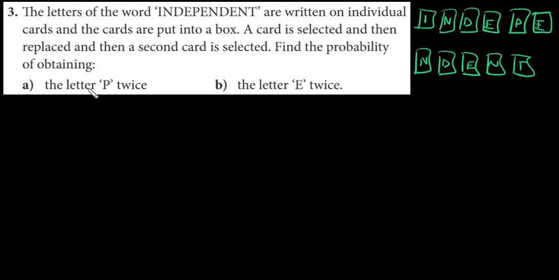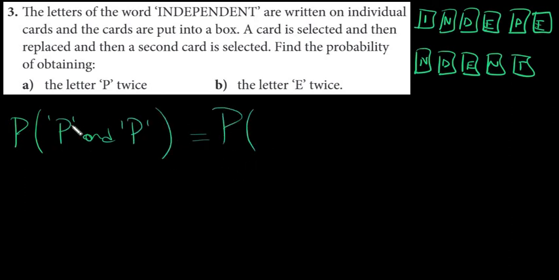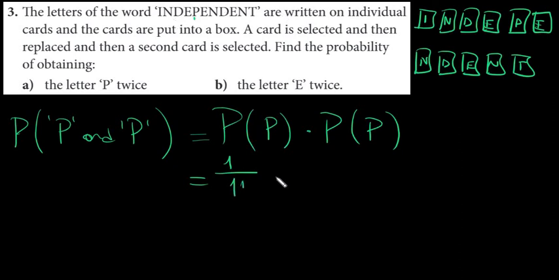Find the probability of obtaining the letter P twice. So I want to get the letter P in the first selection, and I want to get the letter P in the second selection. Because these are independent, I'm going to multiply these two probabilities, right? Probability of getting P and probability of getting P. How many letter P do we have? Only one. Total number of letters, 11. So 1 over 11 times 1 over 11 is 1 over 121.